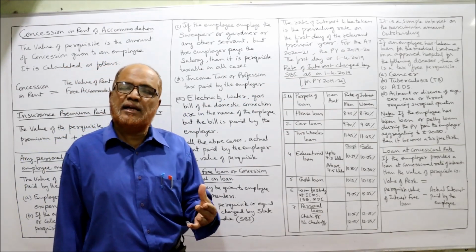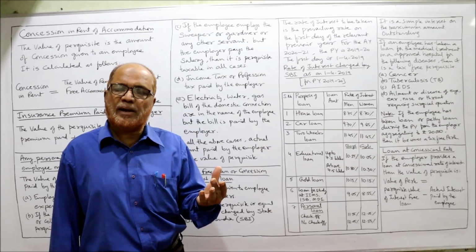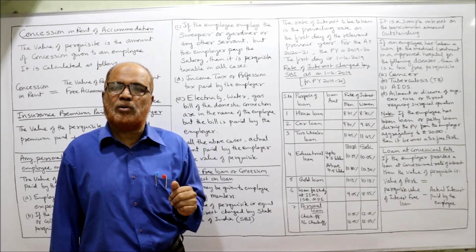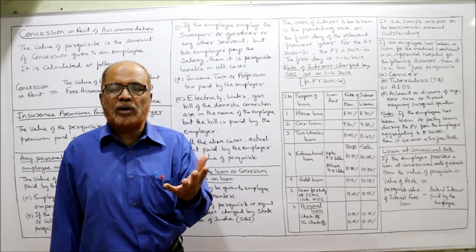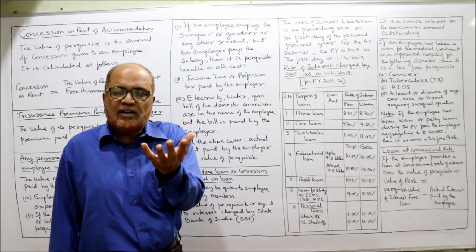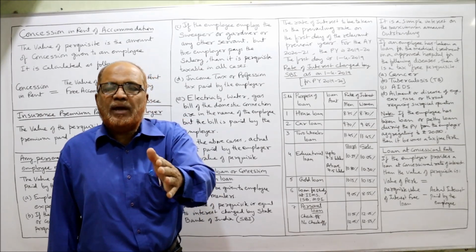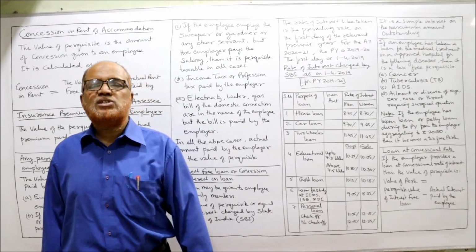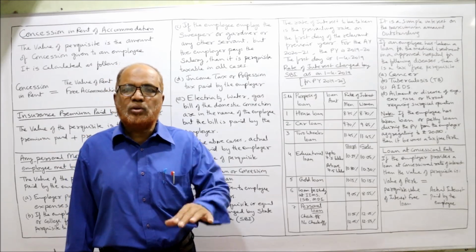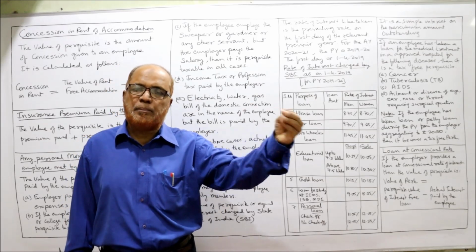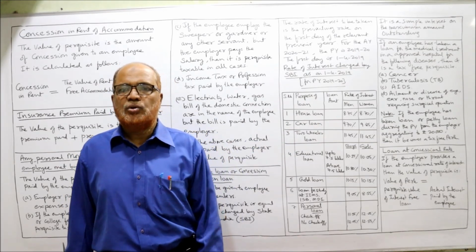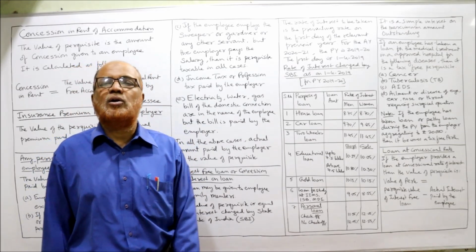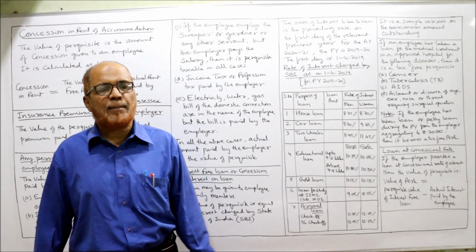So how to calculate the interest? Simple interest you have to apply, and this interest will be applied on the outstanding amount, not on the total loan amount taken. After taking the loan, the employee may have repaid some part of the loan. For example, if the loan is taken for 10 lakh rupees, out of 10 lakh rupees, he has already repaid 7 lakh rupees. So remaining 3 lakh rupees are outstanding. So interest will be calculated on the outstanding balance of 3 lakh.